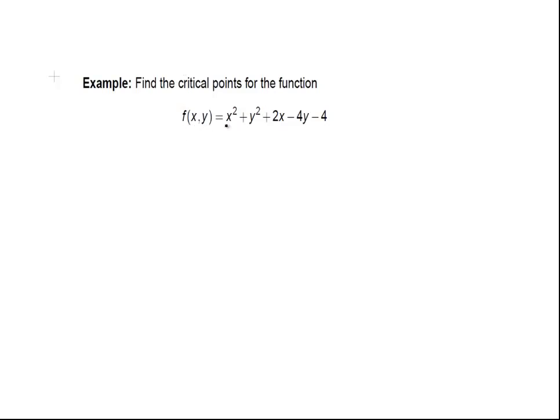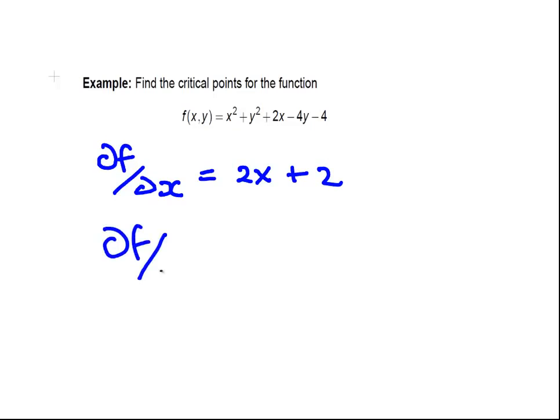f of x, y equals x squared plus y squared plus 2x minus 4y minus 4. This is a simple enough one just to get started. The partial derivative of f with respect to x: x squared gives 2x, y squared gives 0, plus 2x gives plus 2, minus 4y gives 0, and minus 4 gives 0.